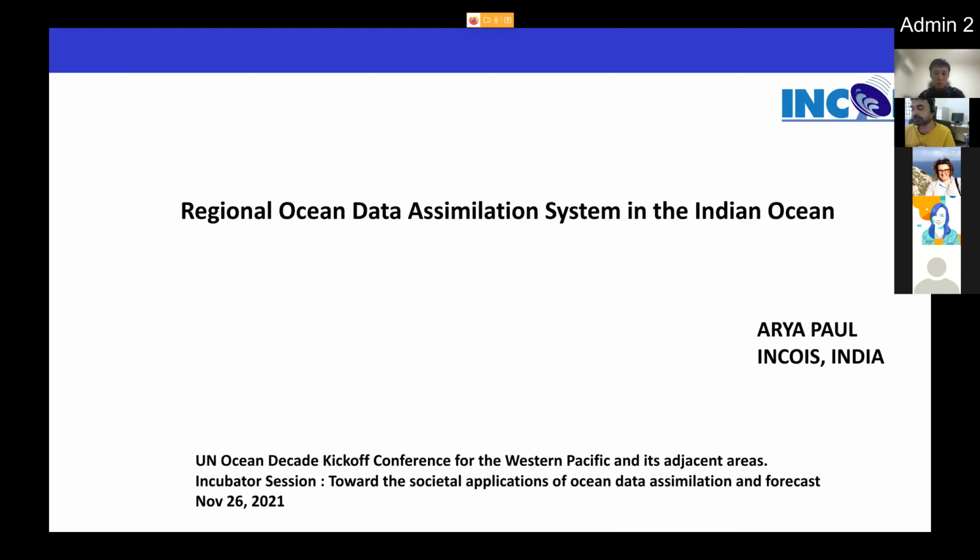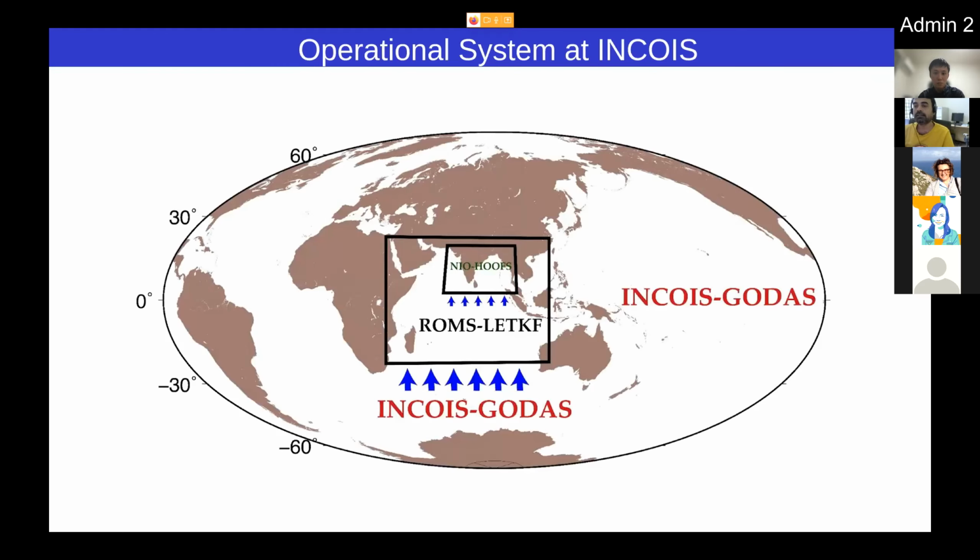INCOIS has two data assimilation systems. One is at the global scale, which is INCOIS GODAS, that uses the ocean general circulation model MOM and couples with 3D VAR. Like Shun was talking about 3D VAR, this system is more in line with NCEP GODAS. This global assimilation system assimilates observations like temperature and salinity.